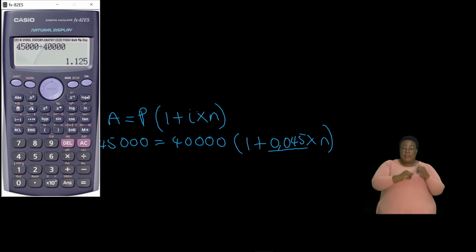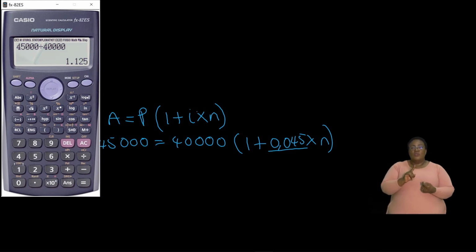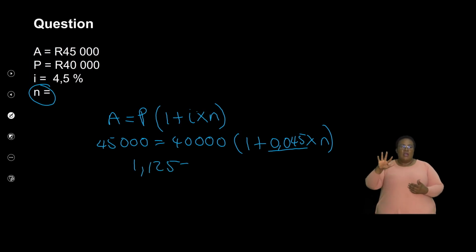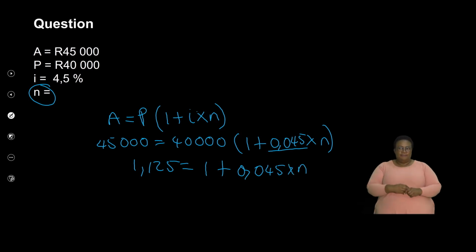Now, one mistake that we normally make when we get to this is when we write down our steps, we write this as 1.13, which is not incorrect, because that's what it is on a rounded off scale. But financial maths does not allow us to round it off. We would need to use it as 1.125 as is. And therefore, I have 1.125 is equal to 1 plus 0.045 multiplied by n. I don't need the brackets anymore because there is nothing outside the bracket.